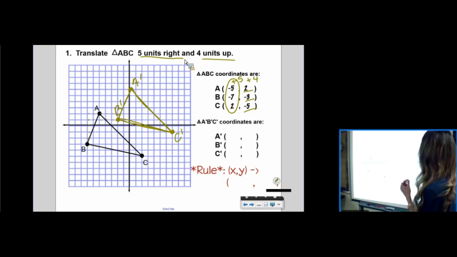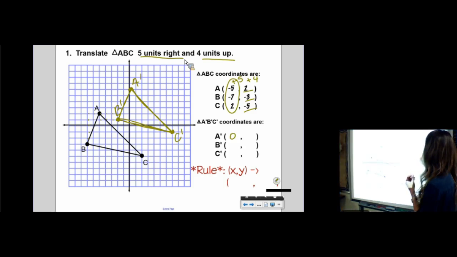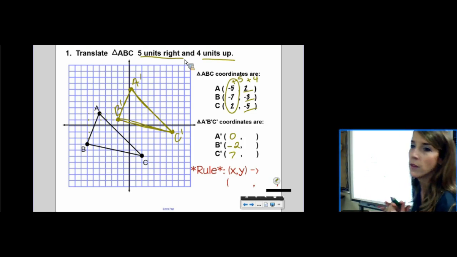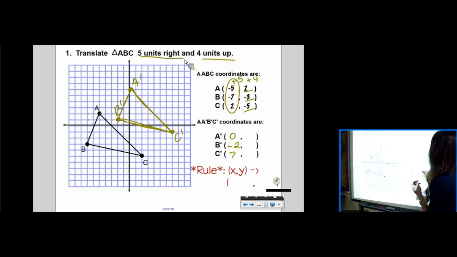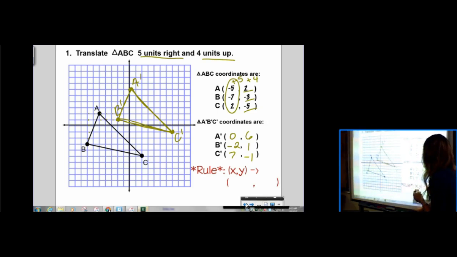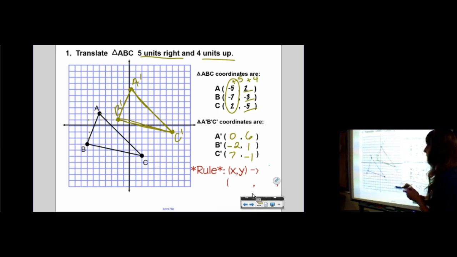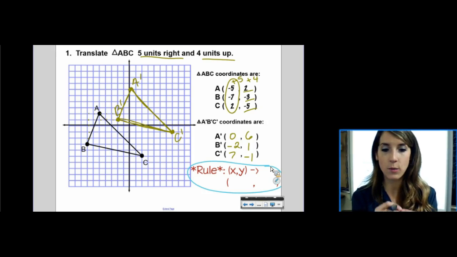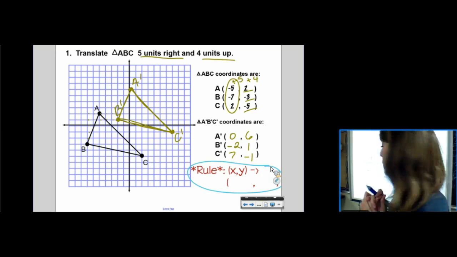-5 plus 5 will put it at 0. -7 plus 5, -2. And 2 plus 5 would get us at 7. Cool. And then add 4 to the y: 6, 1, and -1. So the most important part of this slide is that you can take a transformation and you can summarize it with a rule. That's what I want you to walk away from this lesson being able to do.